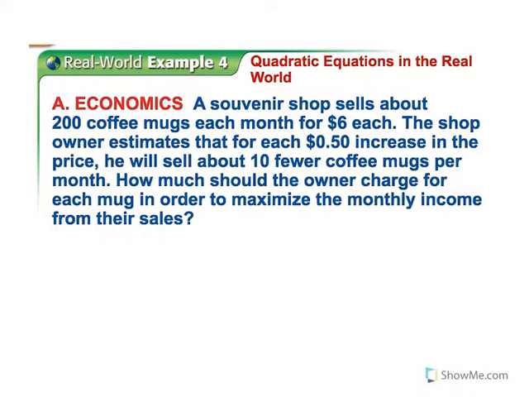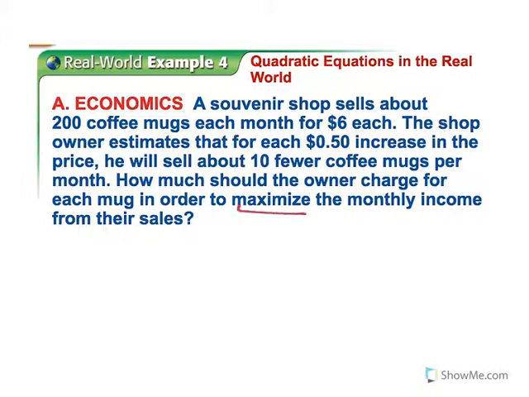Alright, for our last example. A souvenir shop sells about 200 coffee mugs each month for $6 each. The shop owner estimates that for each 50-cent increase in the price, he will sell about 10 fewer coffee mugs per month. How much should the owner charge for each mug in order to maximize the monthly income of their sales?